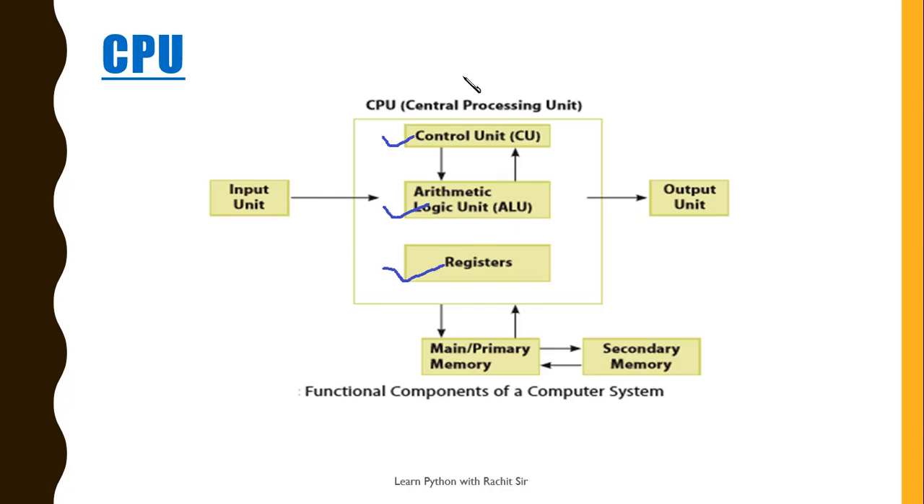Second is CU. CU stands for control unit. It controls the flow of data from input devices to memory and from memory to output devices. It controls and guides the interpretation, flow and manipulation of all data and information. It does not actually process the data. Instead, it sends control signals to ALU and memory for carrying out the required operations.